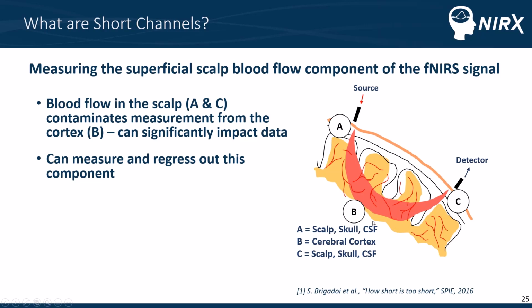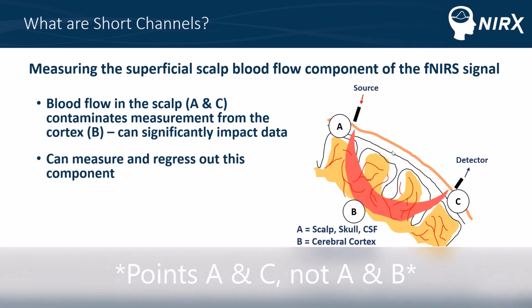So what we're interested in probing is this B point. This is the cortical tissue. However, our light also passes through this layer of skin at the scalp level at both points A and C. So first when it enters the tissue and then when it leaves the tissue.